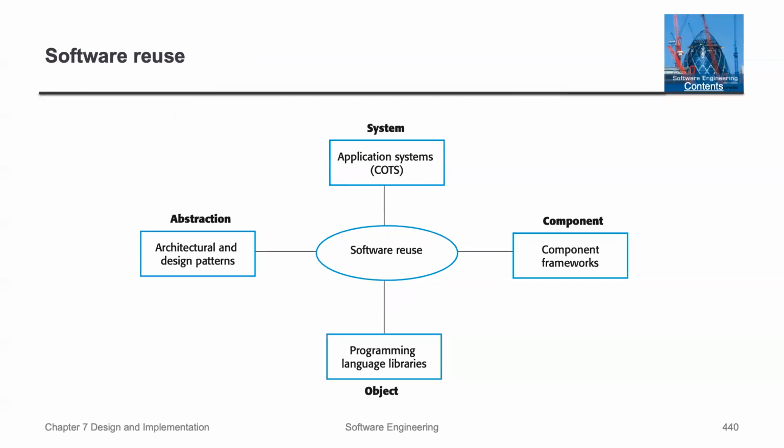So here is just a summary of the various kinds of things that you could be doing for reuse. You can be using commercial off the shelf, just import a system. You can have components that you select from a component framework. You can have objects that you use from programming language libraries, and so you can just call on those libraries when you need it. Finally, you can have abstraction with architectural and design patterns.